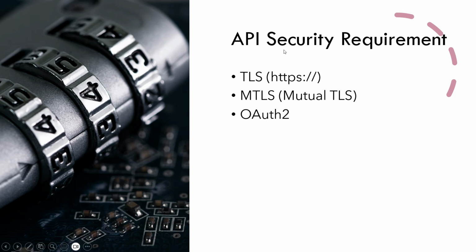Next, your API spec will also contain one of the requirements of the API: what are the security requirements? There are so many security requirements, but the basic ones I've put here are TLS, MTLS, which is mutual TLS, and OAuth 2.